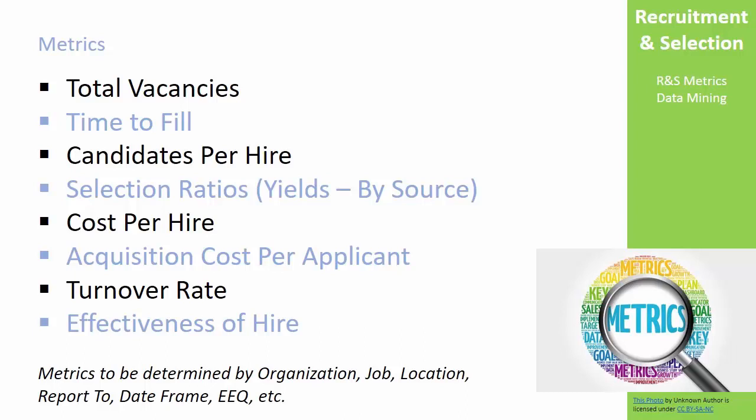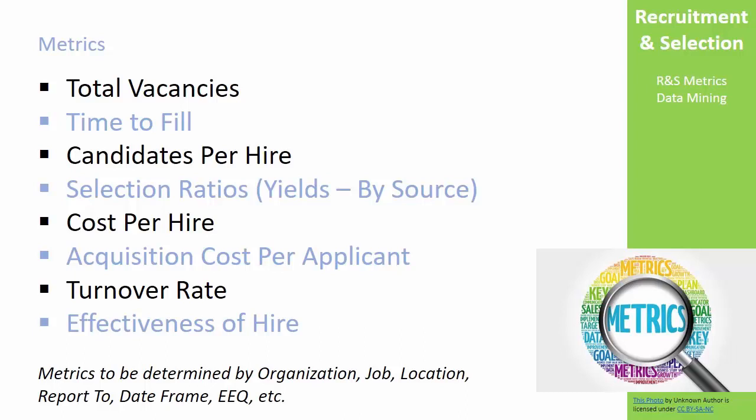Keep in mind, some things might be easier to fill. A machine operator in a factory might take a few days, whereas a chief of cardiology might take half a year to find a good candidate, or the president of a company. Candidates per hire would be, for every person you hired, how many applicants or candidates did you actually have? And you can combine that with yield ratios and look at that number at each stage.